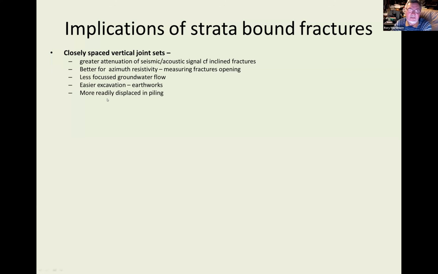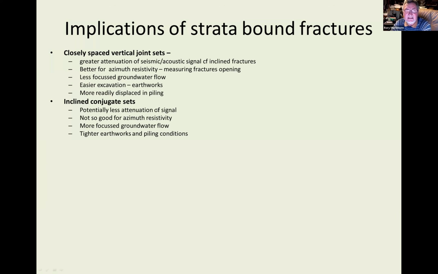When you've got a lot of vertical fractures, the rock's much easier to break out. And the same goes for piling. It's much easier to drive into the vertical fracture sets than it is into the inclined sets. So in the inclined conjugate sets, we potentially get less attenuation of signal, for example, in seismic signal. Not so good for azimuth resistivity, and we get more focused groundwater flow.